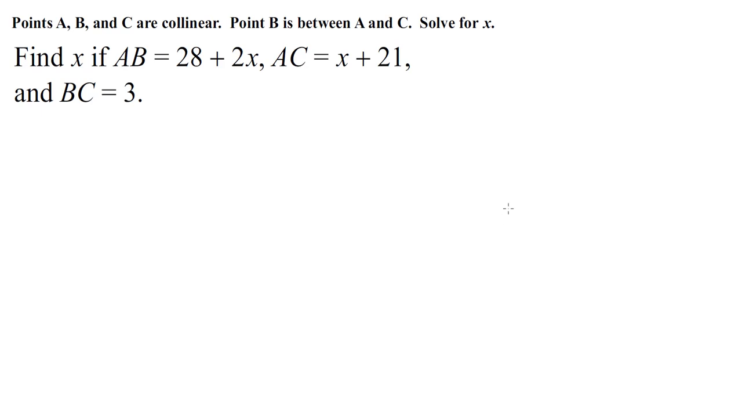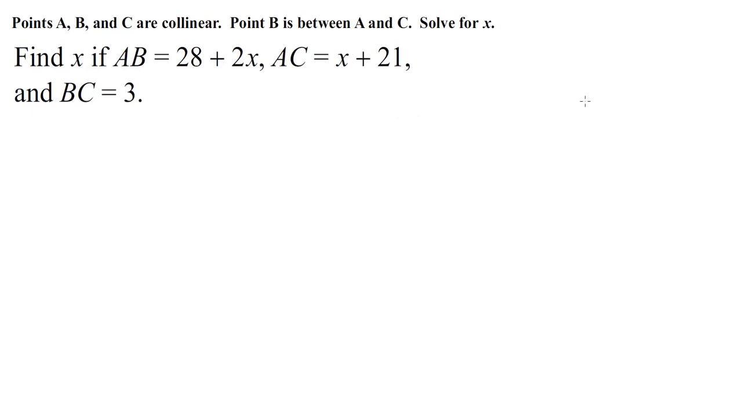So in this next example, they do not give us a diagram of the line segment, but they give us all the information they need using words and symbols. It says points A, B, and C are collinear, which means they're on the same line. Point B is between A and C. Solve for x. So they tell us find x if AB equals 28 plus 2x, AC equals x plus 21, and BC equals 3.